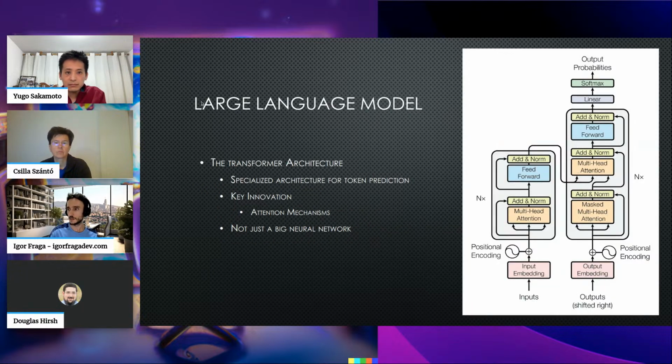And then coming to the star of the night, the large language models that we're going to talk about. And these changes, they are not only machine learning. They are not a big neural network. Here we are introducing the transformer architecture. It's much more than just learning what this is and what this is not. And say it, this is specialized architecture for token prediction. The key innovation is the attention mechanisms, and this is not just a big neural network.